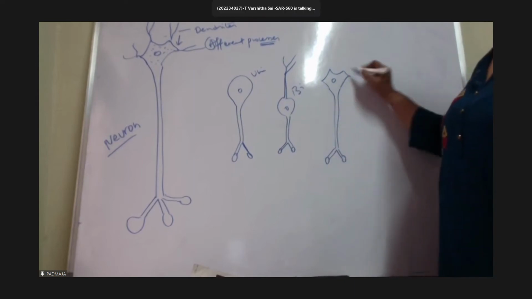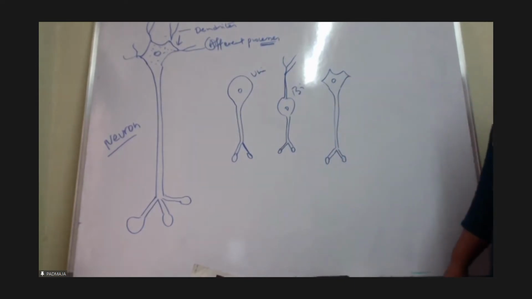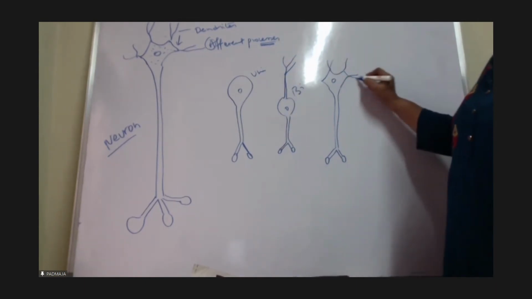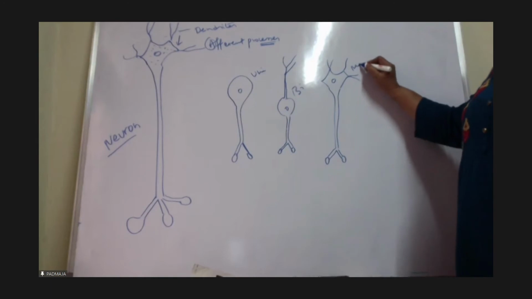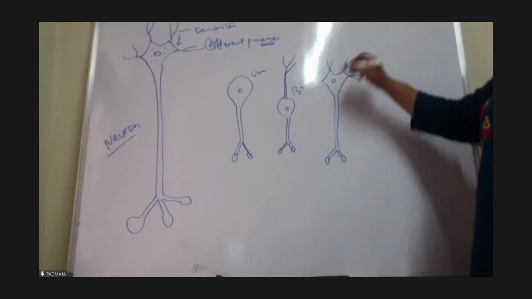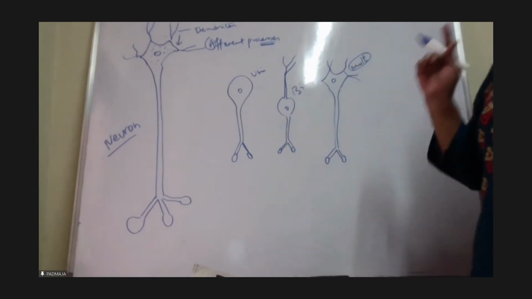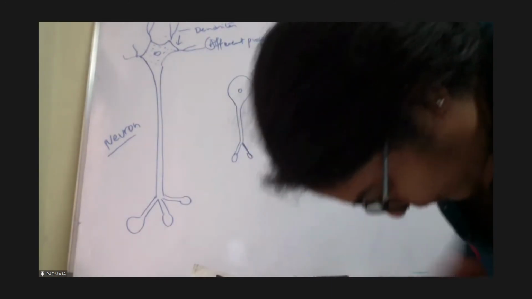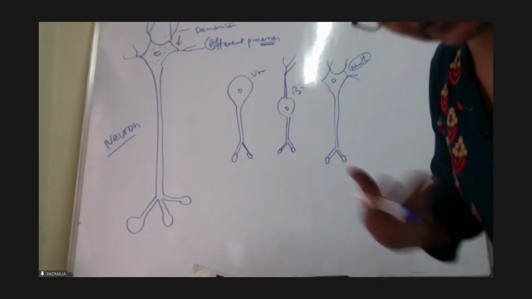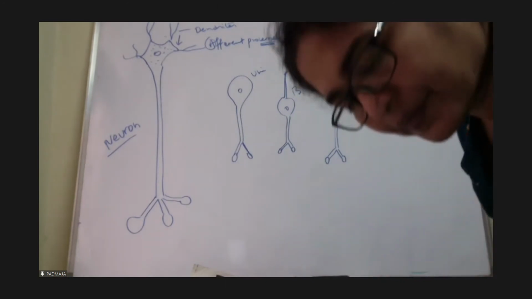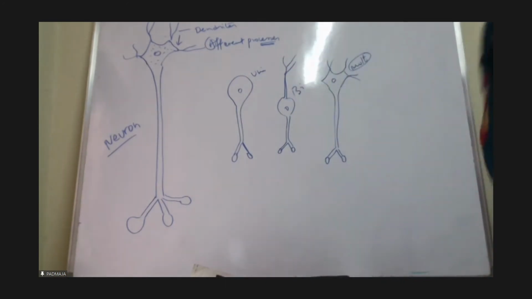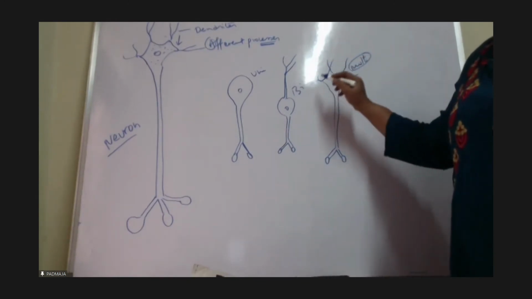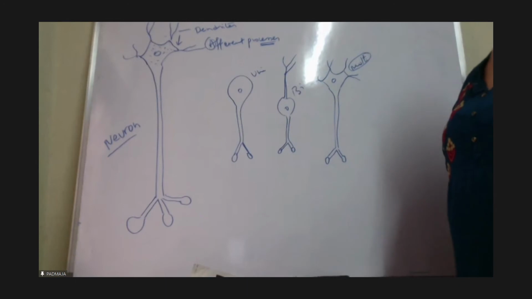More than that is multipolar. Most of our neurons are multipolar, and I told you why. Because as we grow, as we learn, thinking increases, branches increase, and the network increases. So most of our neurons are multipolar.